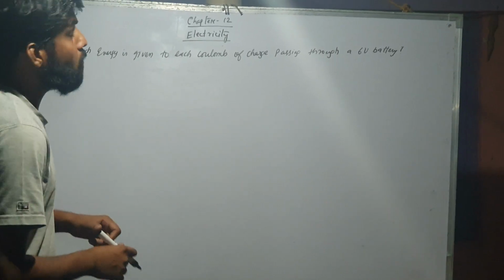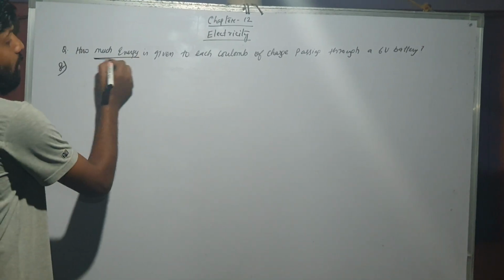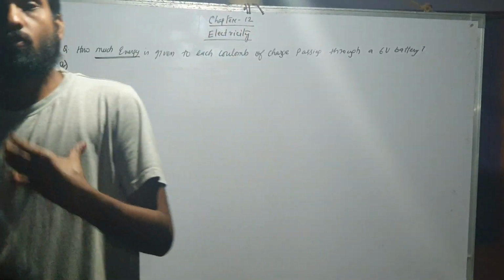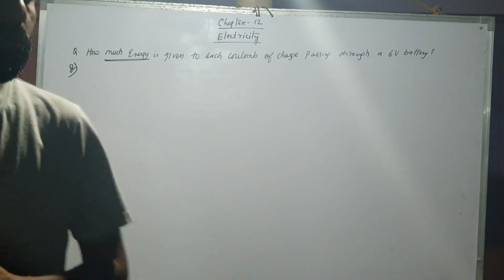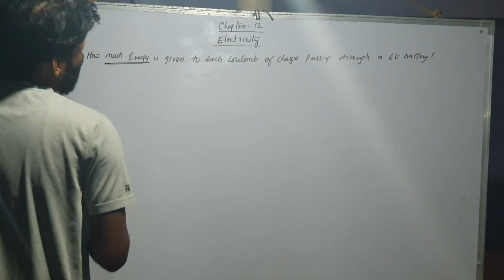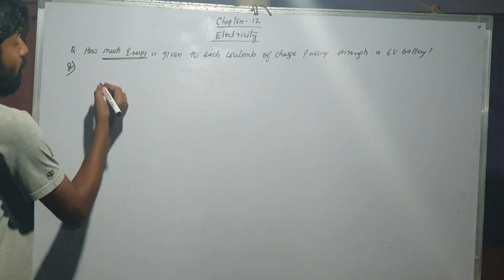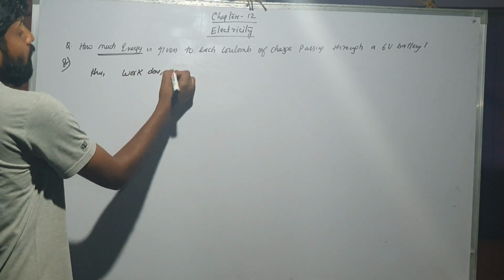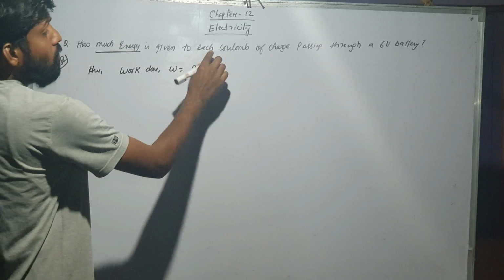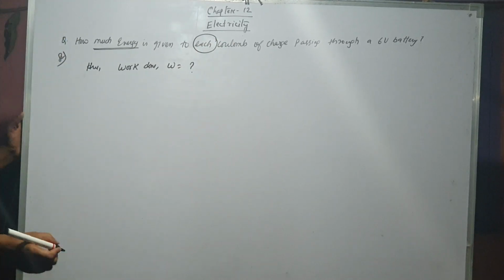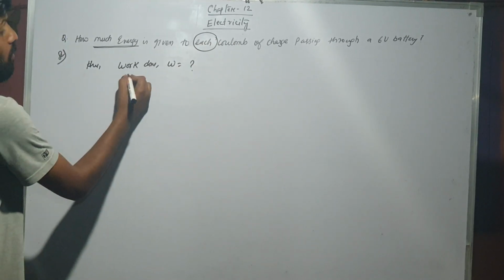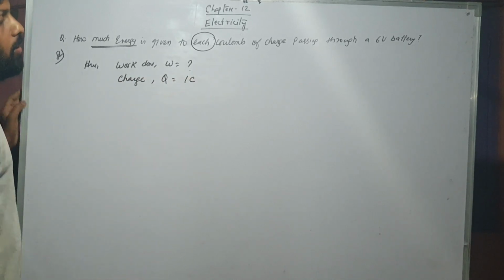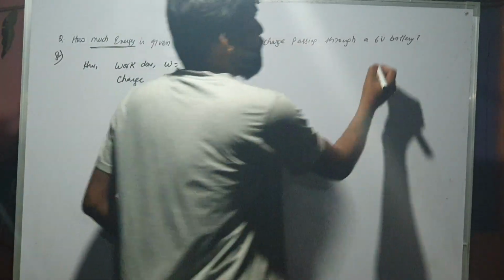Okay. Now our next question was how much energy. Don't forget, energy means your work done only. Whenever they say how much work done, you need to find out W. And whenever they say how much energy also, that time also you need to find out your work done only. So here you can write work done, W is equal to question mark, is given to how many coulomb they say? Each coulomb means 1 coulomb. That is your charge. Q is equal to 1 coulomb passing through how much volt battery they say?